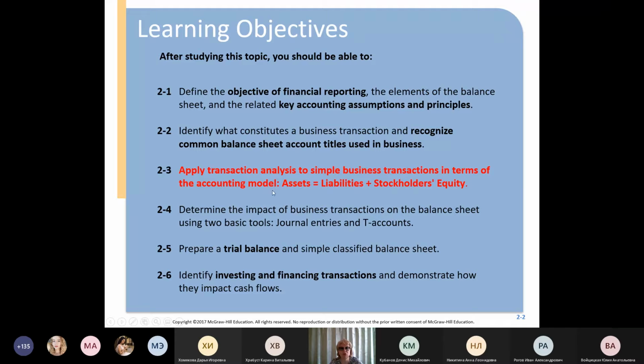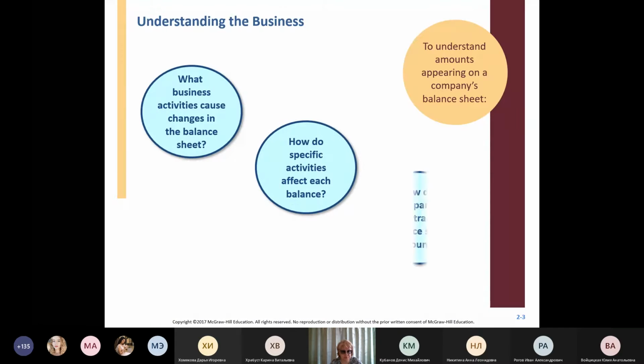In terms of the accounting model, assets equal liabilities plus stockholders' equity. So this is the main learning objective of our topic today. So to apply transaction analysis and to stay in balance after each transaction, after each treatment of business transaction. Also, we will learn the term trial balance. What does trial balance mean, and how to prepare a trial balance? And finally, identify investing and financing transactions and demonstrate how they impact cash flows.